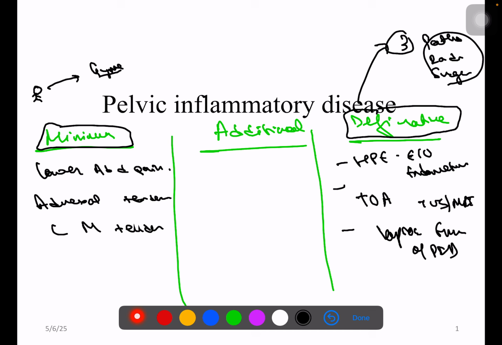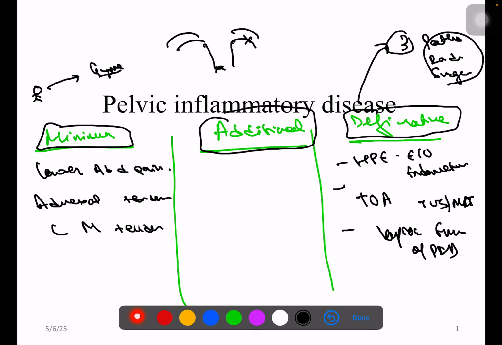I see adnexal tenderness and cervical motion tenderness. I see both of these, so that becomes a minimum criteria. So what is an additional criteria?